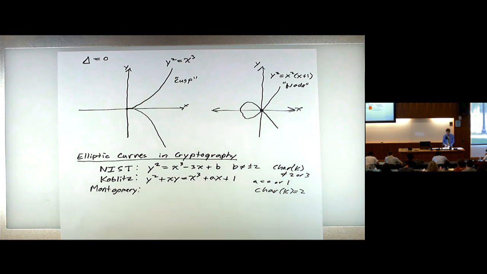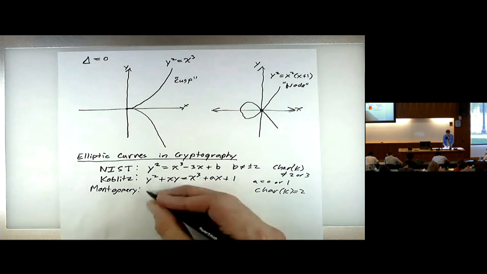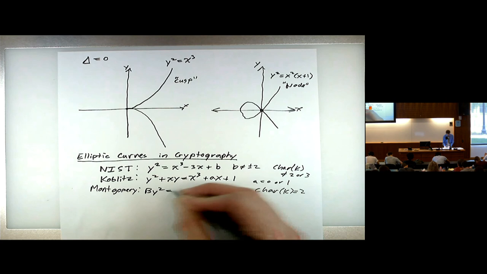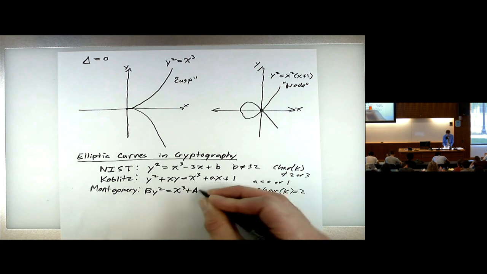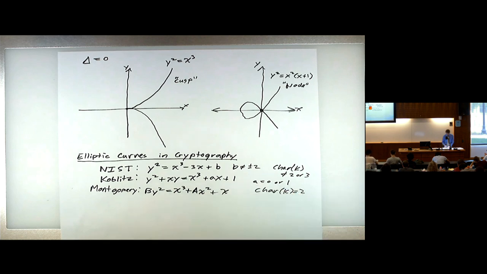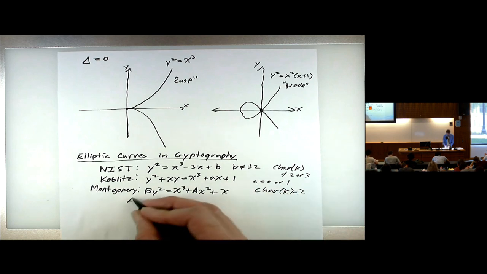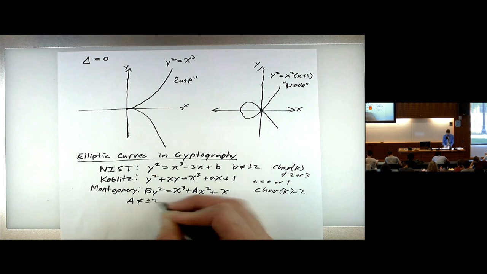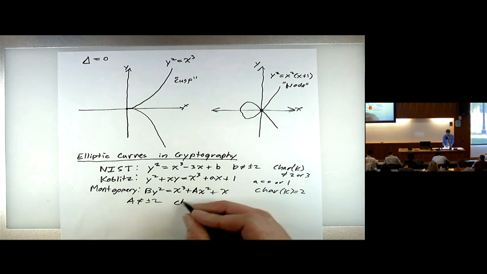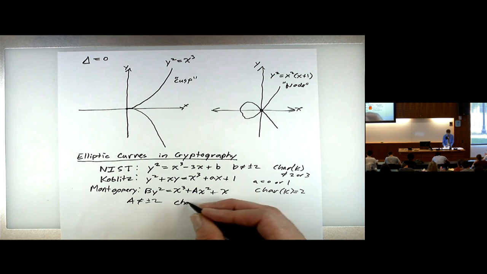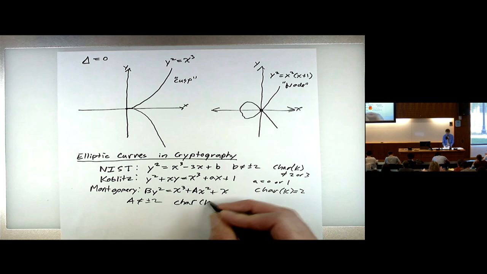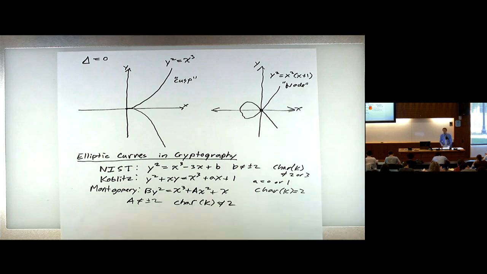The two which are sort of the heroes of these notes are the Montgomery curves. This is for A not equal to plus or minus 2, and this is for odd characteristic. Odd because you're working over a finite field. But it's a valid curve in characteristic 0 too. You're just not allowed to have characteristic 2. And Edwards curves.